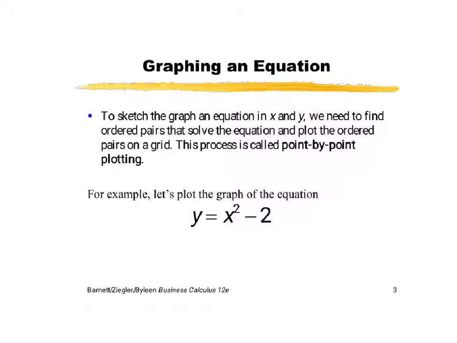Okay, for the first part here, it says graphing an equation. To sketch the graph of an equation in x and y, we need to find the ordered pairs that solve the equation and plot the ordered pairs on a grid. This process is called point-by-point plotting.